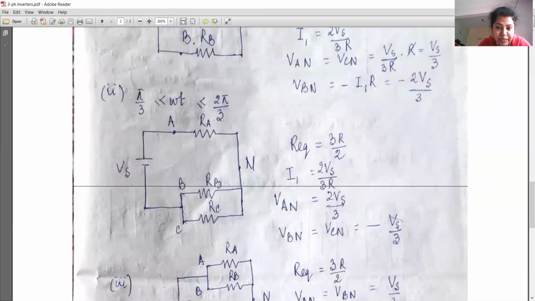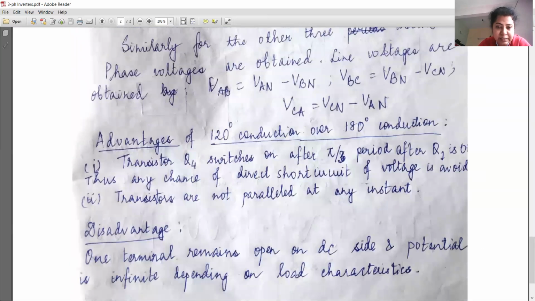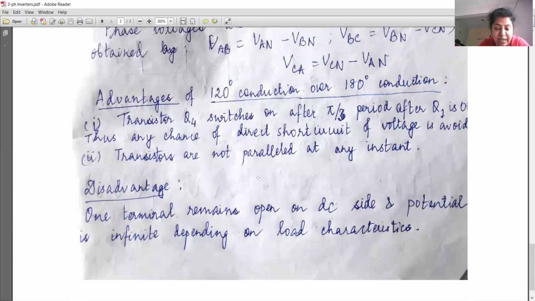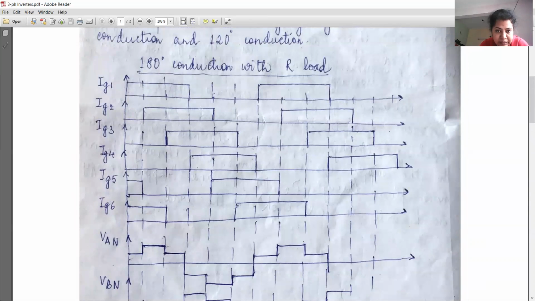Now there are two types of conduction mode. One is a 180 degree conduction mode, and another is a 120 degree conduction mode. Now there are certain advantages of 120 degree conduction mode over 180 degree conduction mode. Now let us see here. In this particular case, IG1 is turning off at this particular point, and IG4 is turning on at this particular point.